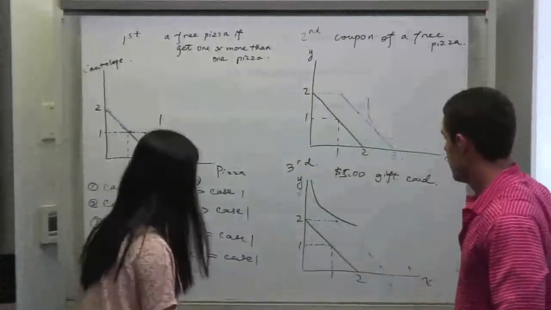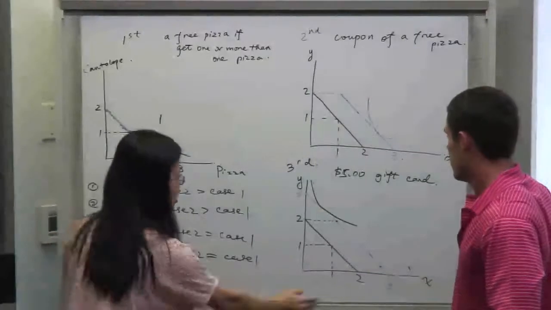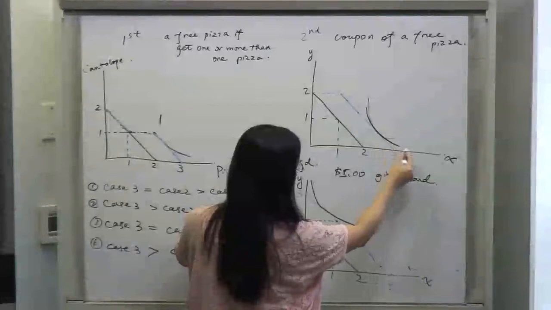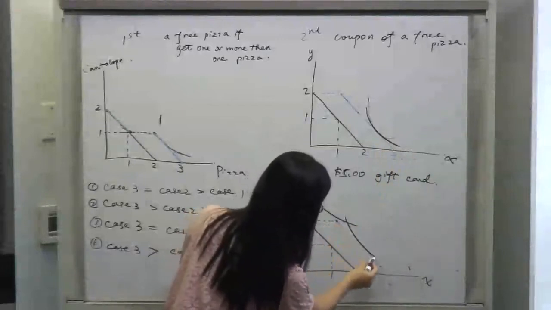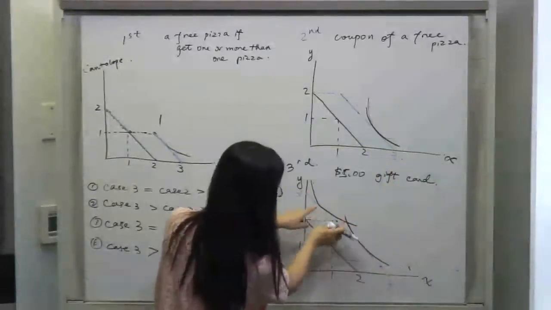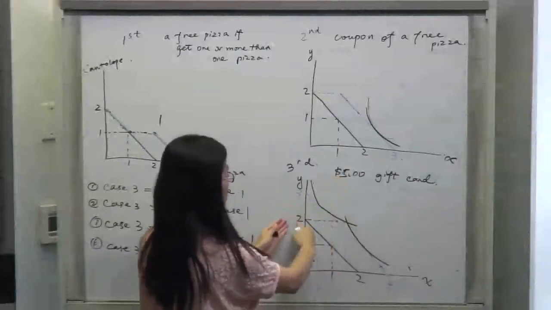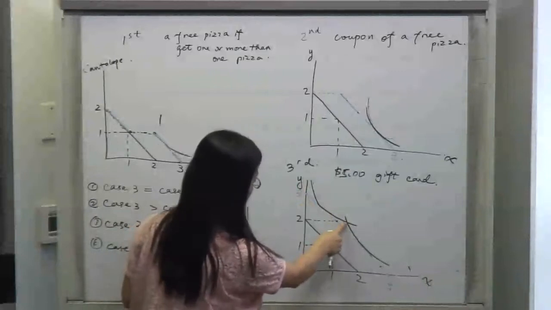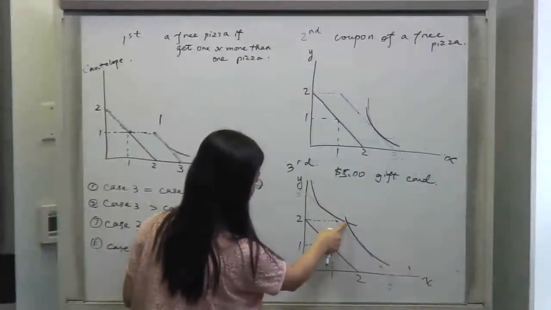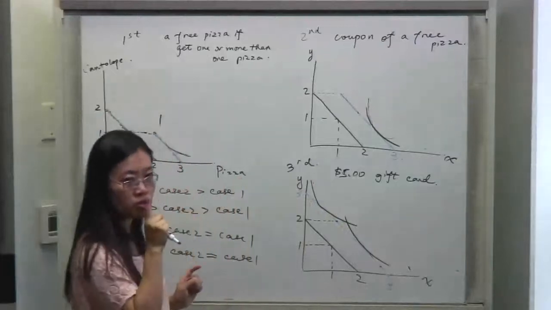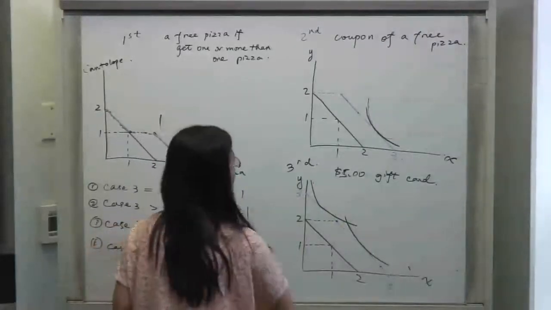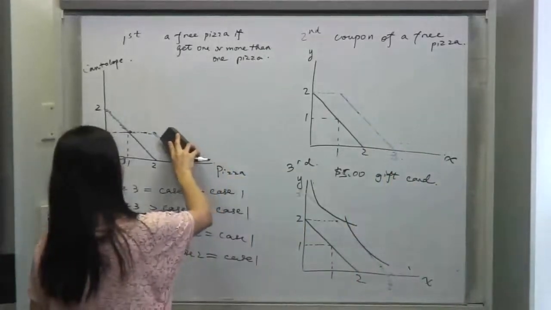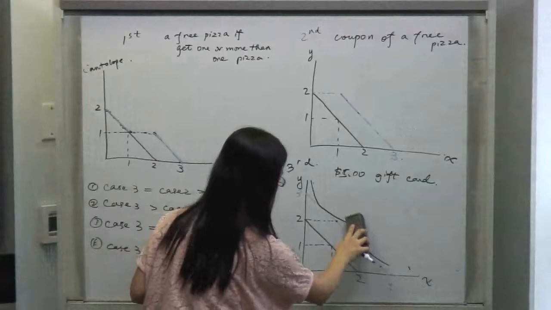That's a good point. However, if you have an indifference curve tangent to this part, right here, then you cannot have two indifference curves cross each other. It cannot be crossed, because if crossed, that means you have the same point, and the same point cannot lie on two different indifference curves. So this is impossible. We cannot have an indifference curve tangent to this part.